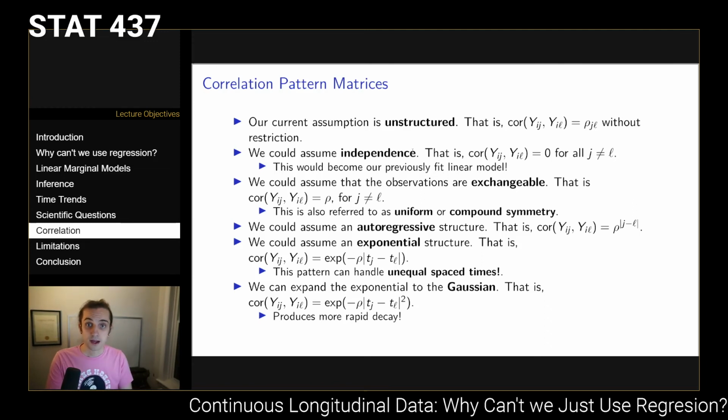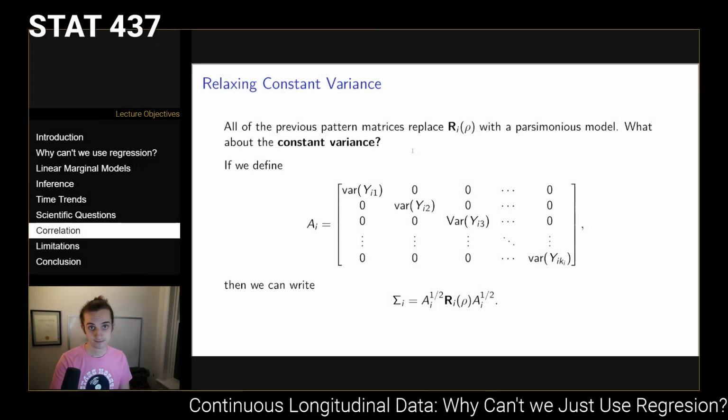The last problem that we had is that we made the assumption that we have this constant variance. So how might we relax the constant variance assumption, right? We had assumed sigma squared for all different time points. On the previous slide, we were looking at ways that we could replace this Ri matrix with a more parsimonious model. And so instead of a constant sigma squared, we can think about defining an arbitrary variance as well.